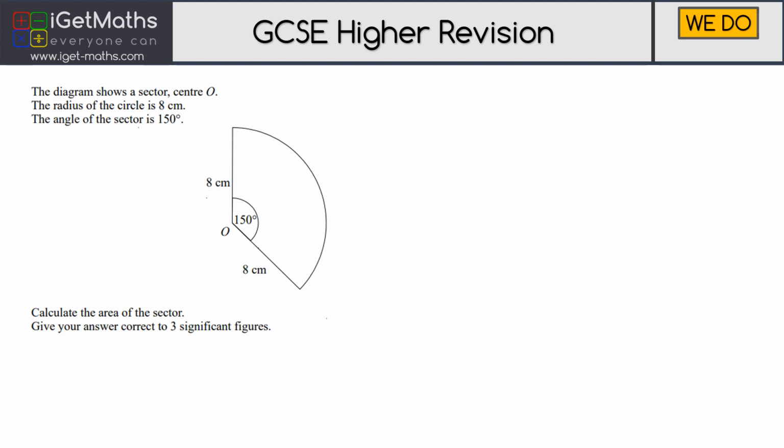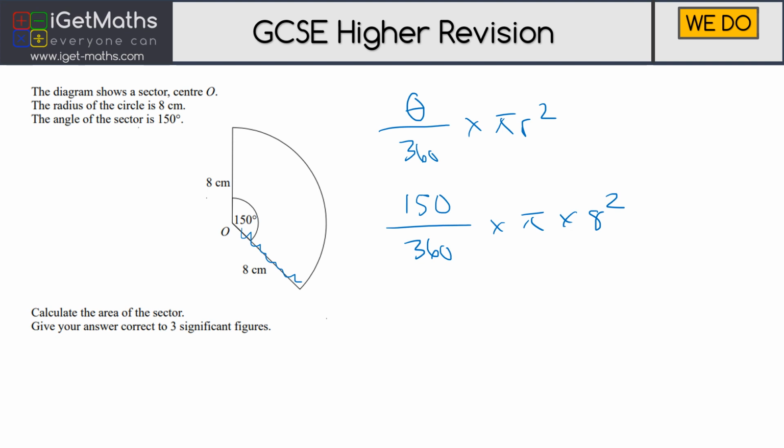So remember, it's the angle you've got out of 360 times pi r squared, which will give you an area of a full circle, but we've got a fraction of a circle, and the fraction we've got is 150 out of 360 times pi, and your radius is just 8, so times 8 squared. We're going to hit that in our calculator. So 150 over 360 times pi times 8 squared, and that gives us an answer of 83.775 with some more digits after.